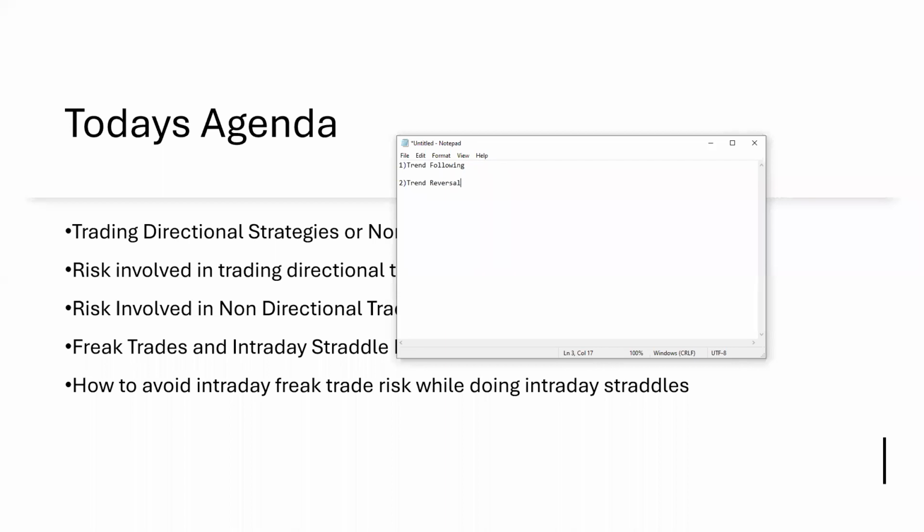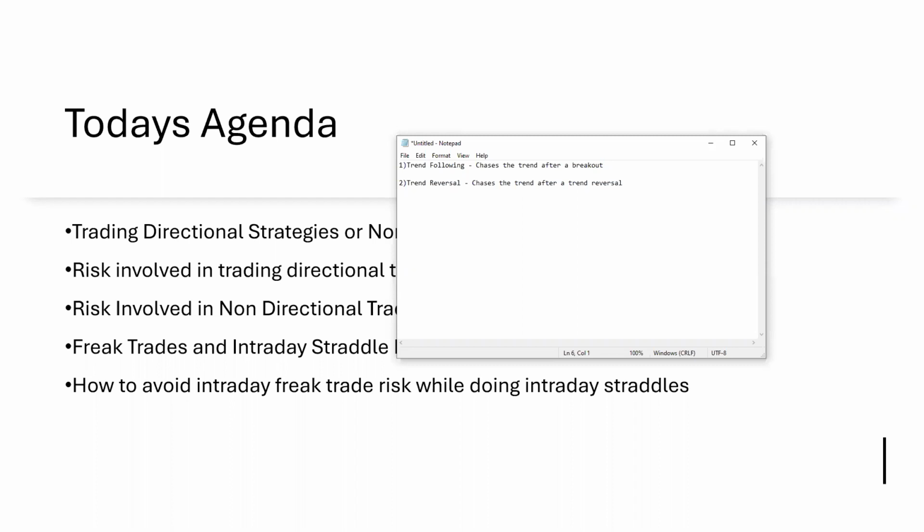Both are more or less the same. The only difference is that trend following chases the trend after a breakout, most of the time. And trend reversal mostly chases the trend after a trend reversal. It doesn't look for a breakout, it looks for a trend reversal. Both will look for a trend. That is common between trend following and trend reversal.